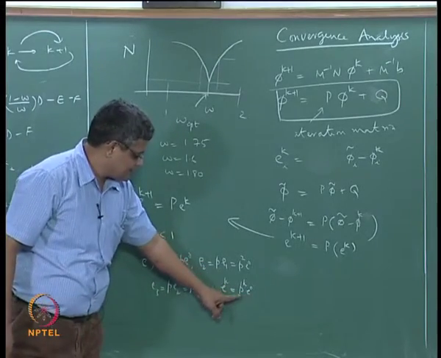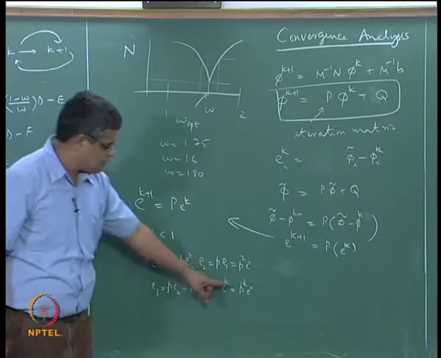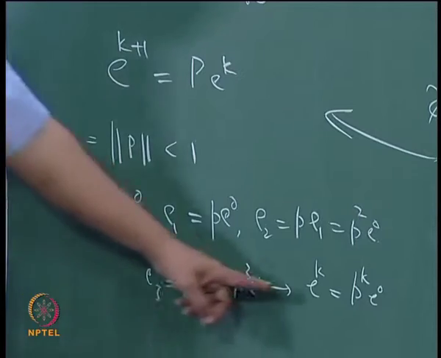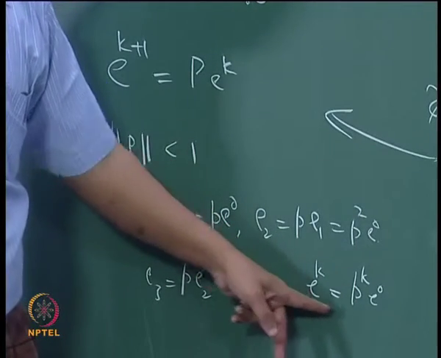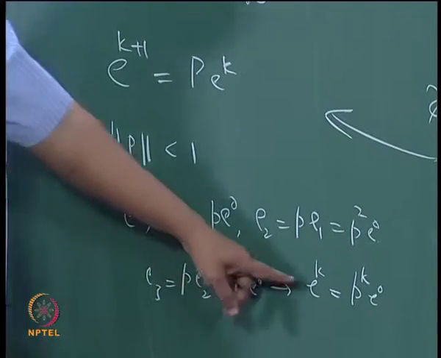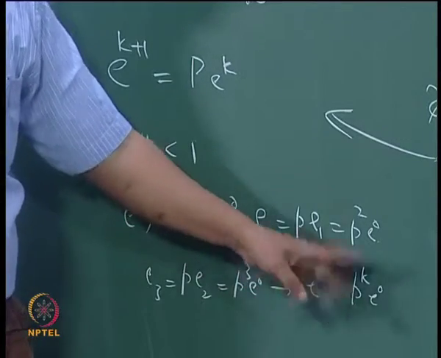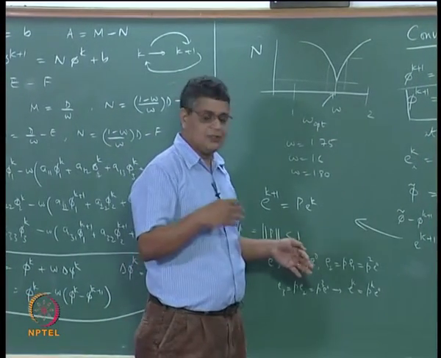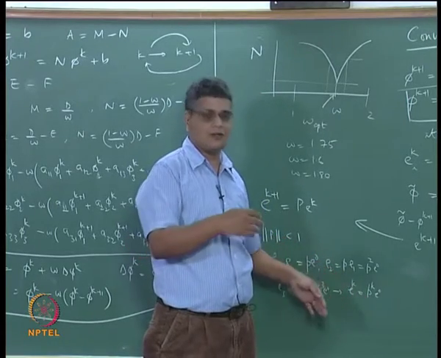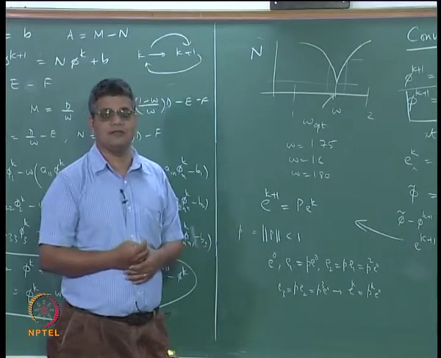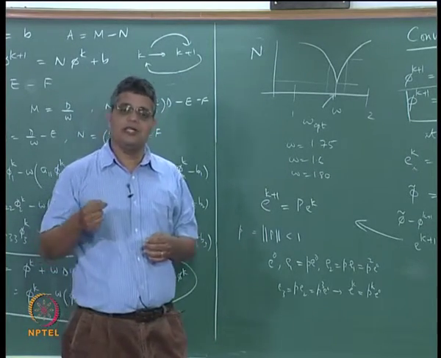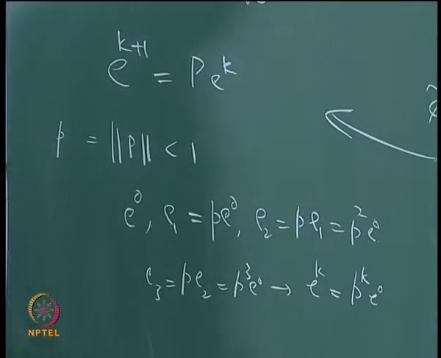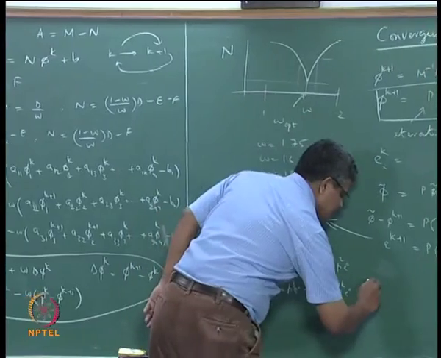So, the error is P raised to power k times the initial error, and for this to be decreasing, P must be less than 1, otherwise this will keep on increasing. If P is 1.01, then the error will increase with k, and if P is 0.99, then error will decrease. So, depending on how close P is to 1, we have either convergence or divergence of this particular iterative scheme. And also if P is very close to 1, then the rate of divergence or convergence is also going to change.